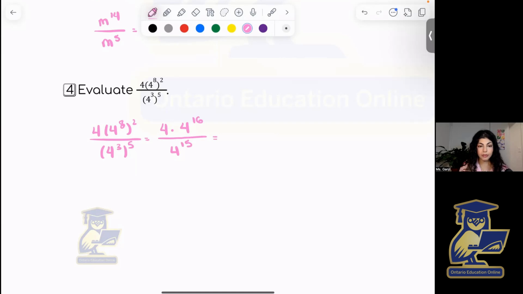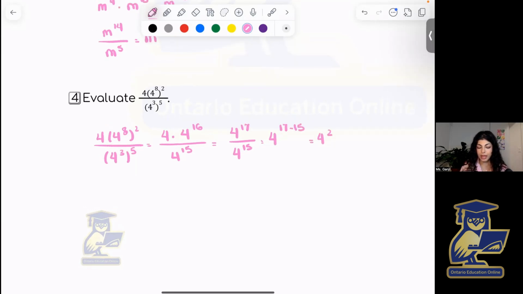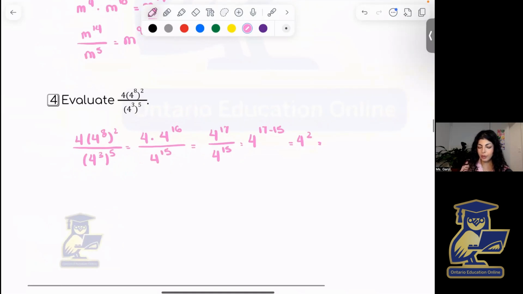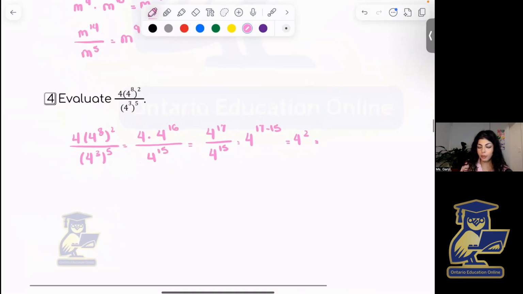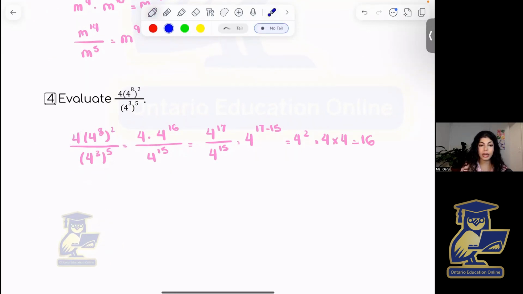Now, I will simplify the numerator first. So 4 times 4 to the power of 16 is just 4 to the power of 17. And now here, 4 to the power of 15 stays the same. Now here we have 4 to the power of 17 minus 15, which is just 4 to the power of 2. Now, keep in mind here, you are asked to evaluate. So we do solve 4 to the power of 2, which is just 4 times 4, and it gives us 16. And we would be done there. And you can try just inputting this into a calculator as well, and you will see that you should get 16.